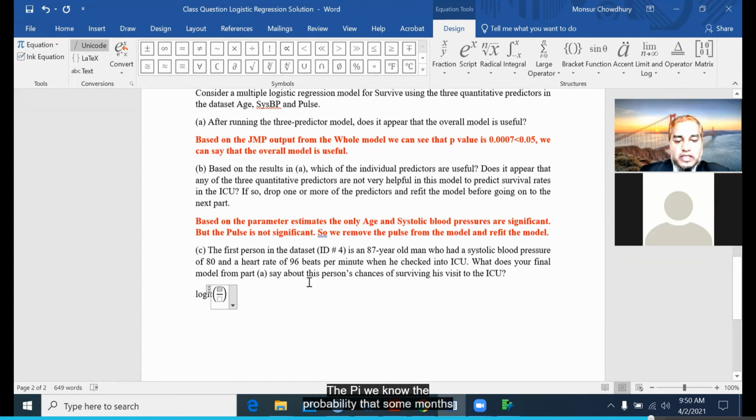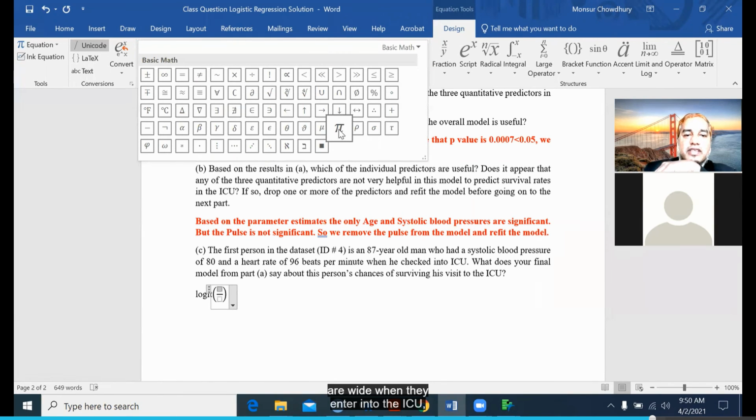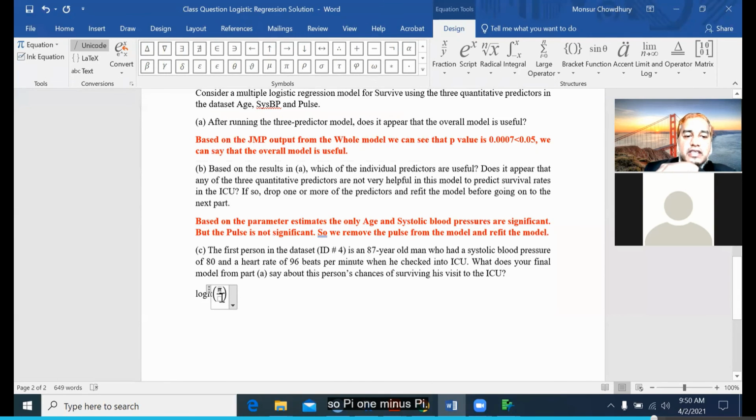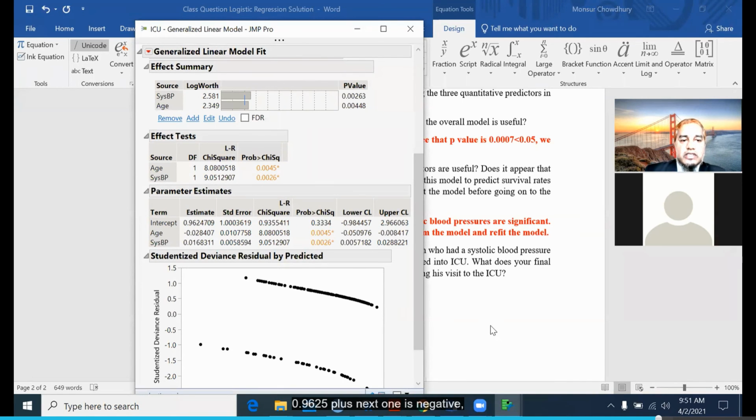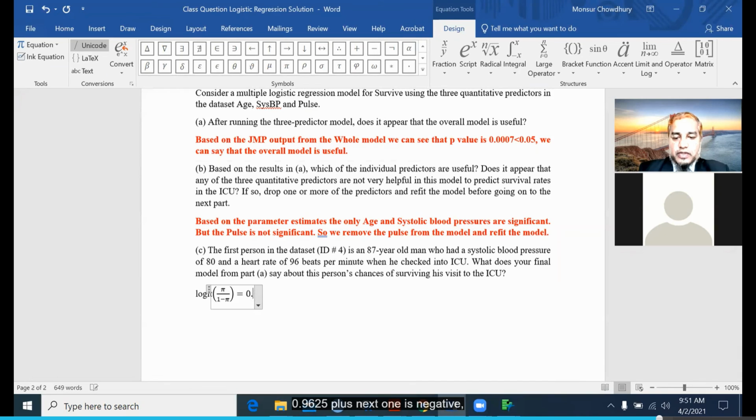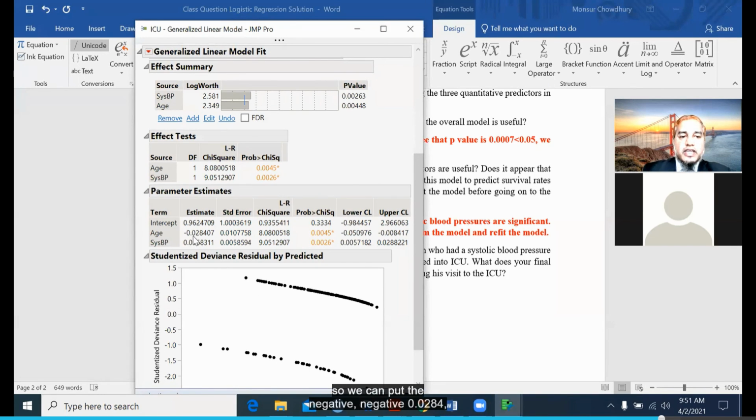So the pi, we know, is the probability that someone survives when they enter into the ICU. So pi over 1 minus pi, these are logit models. Now this is equal to what? Beta 0 hat. So what is our beta 0 hat in this case? 0.9625, plus, the next one is negative, so we can put the negative 0.0284.